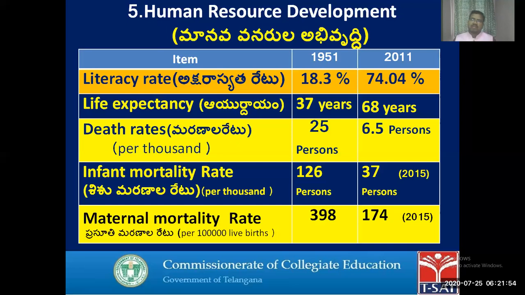The next census year is 2021. Definitely, it may give a higher literacy rate for India in the data. But by the year 2011, it is 74%. And life expectancy increased from 37 years to 68 years.